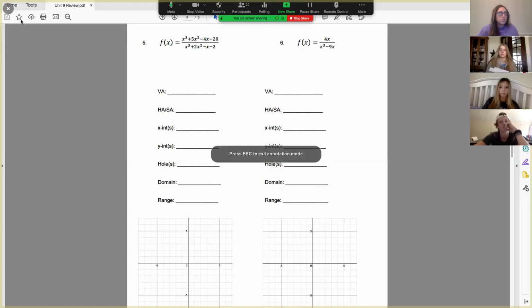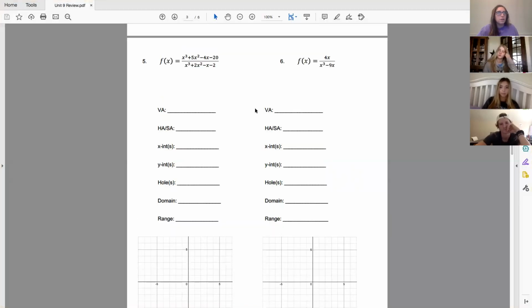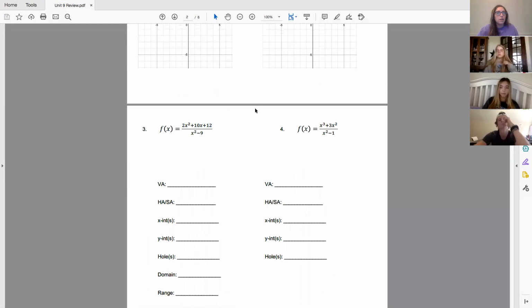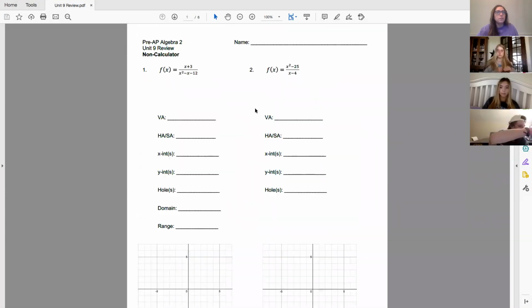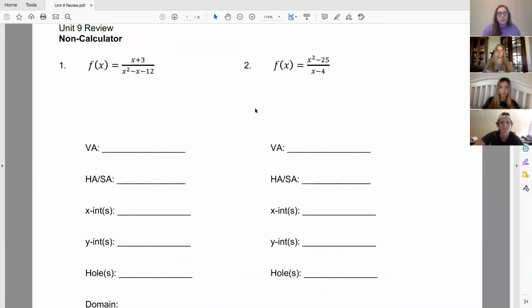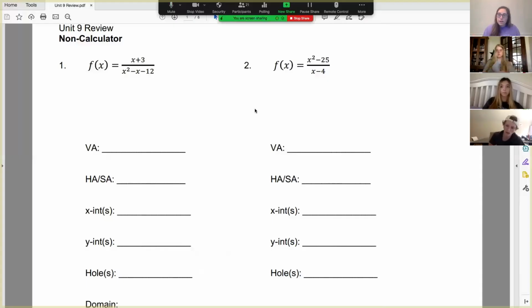So there's two questions that have a slant asymptote. The first one is number 4, or no, it's not. The first one is number 2. And I'm not going to go through the whole problem, but I will explain the slant asymptote part of it. So on number 2, I know there's going to be a slant asymptote because I have a higher degree on top than I do on the bottom. So that means there's no horizontal asymptote, there's just a slant because it's a bigger degree on top.